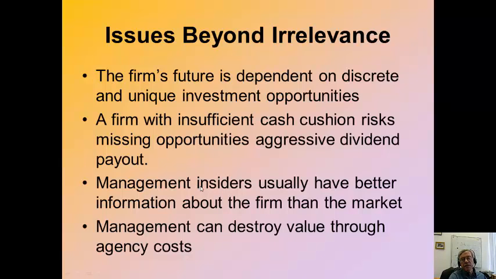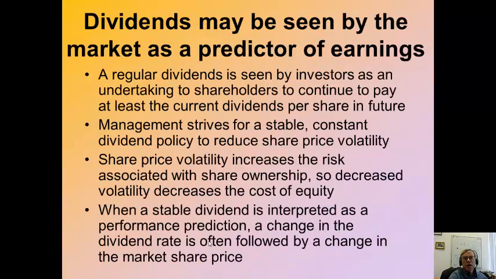Management insiders of a firm usually have better information about the firm's prospects than the market, and on a different note, management can destroy value through agency costs. Management can appropriate cash in the perks that I referred to before, thereby reducing the value of the firm. So dividends can be seen by the market as a predictor of earnings. A regular dividend is seen by investors as an undertaking to shareholders to continue to make payment of at least that current dividend per share in the future.